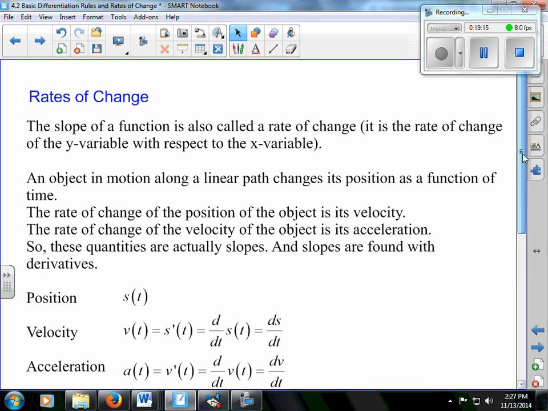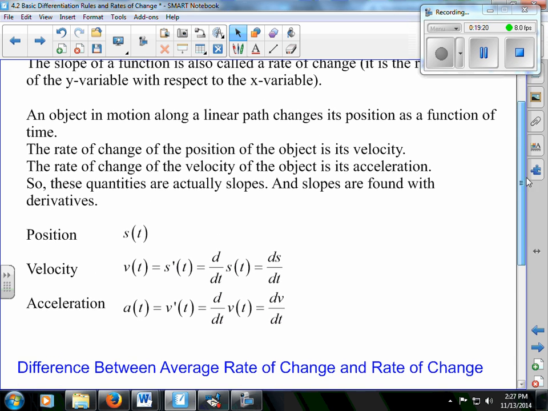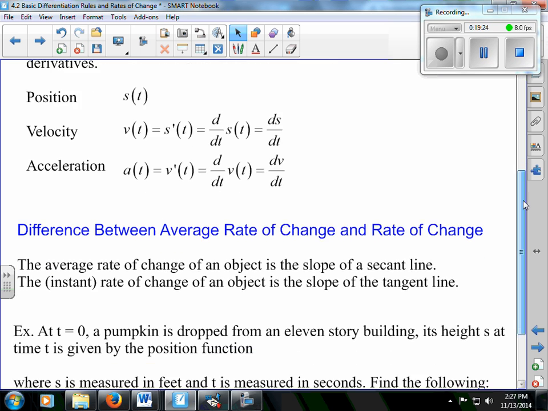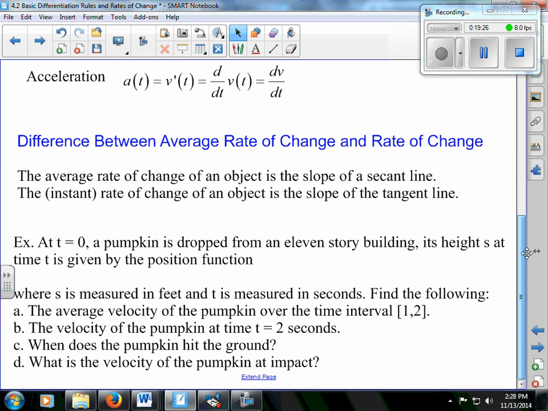And so I want you to write this down. So here are the rates of change notes. Go ahead and pause this and write down position, velocity, and acceleration. And then the difference between average rate of change and rate of change. And then when we get to class, we'll talk about the pumpkin falling off the 11-story building.